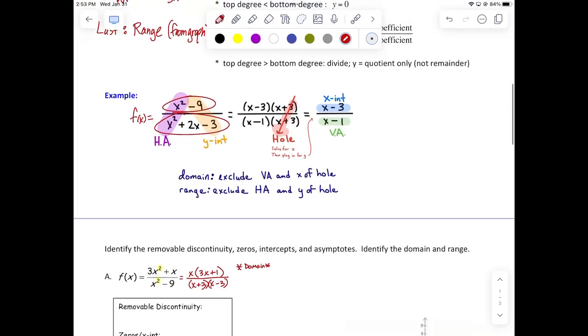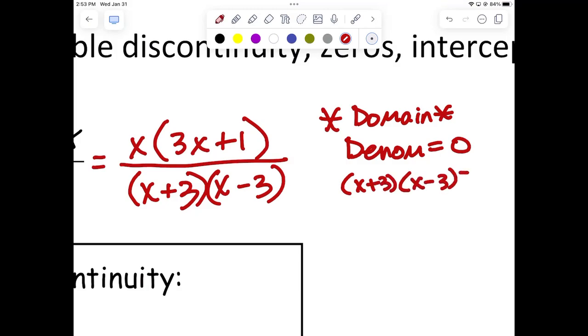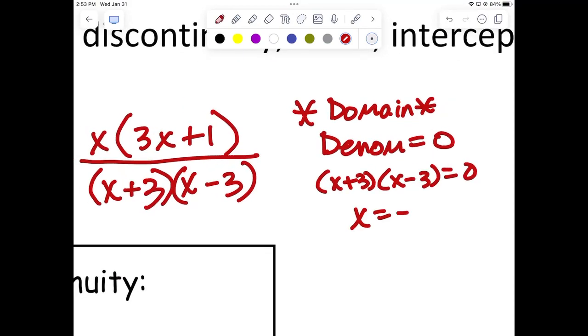So here's what we're going to do over here. We're going to basically set our denominator equal to 0. So I'm going to get x plus 3 times x minus 3 equals 0. Now, you can either set them both equal to 0, or please tell me at this point you can rattle off the roots. If x plus 3 is the factor, what's the root? X equals negative 3. And if x minus 3 is the factor, what's the root? 3. Yeah.